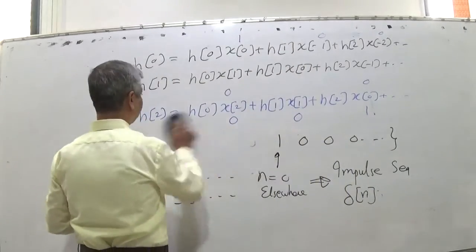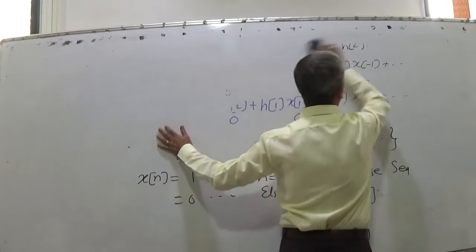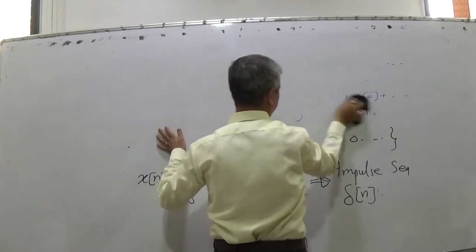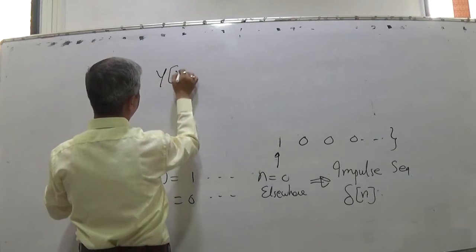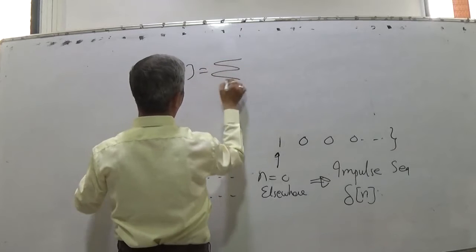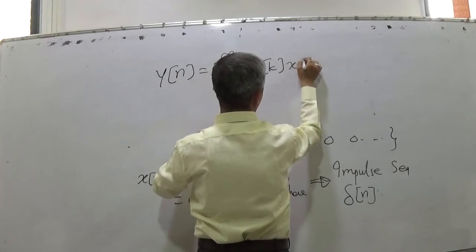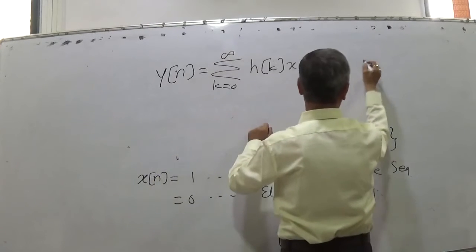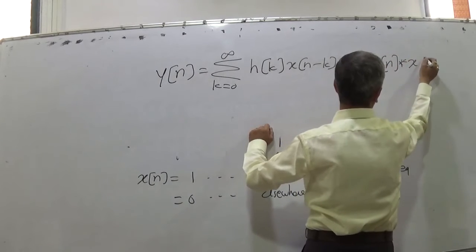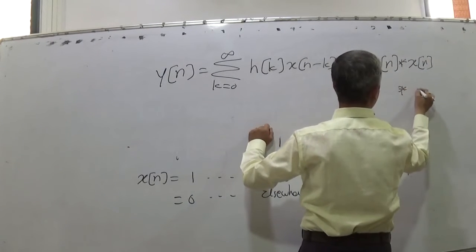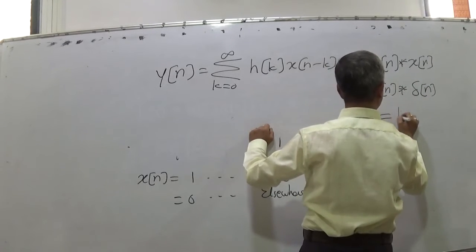So what we get ultimately, the output is the convolution, the summation of h(k) x(n minus k). This is also expressed in symbolic form as h(n) convolved with x(n). But if x(n) is delta(n), then h(n) convolved with delta(n), the answer is h(n).